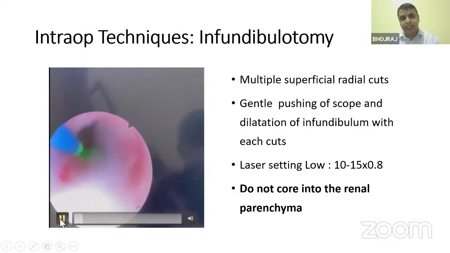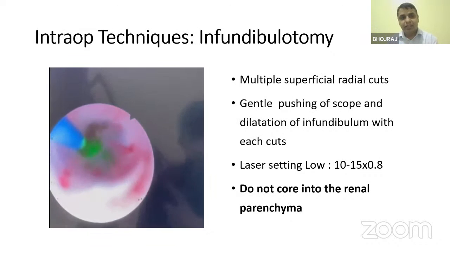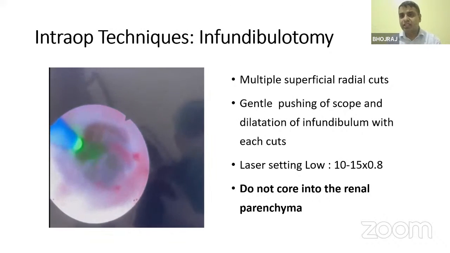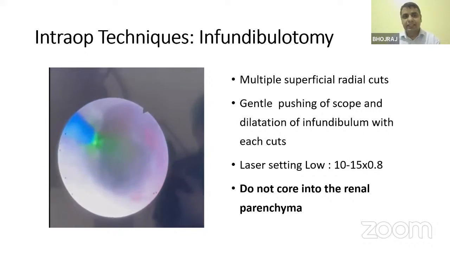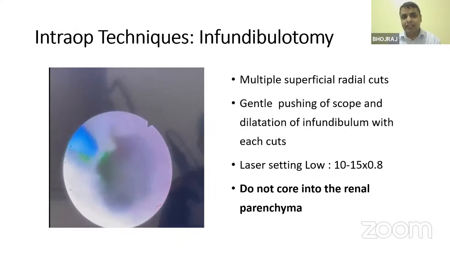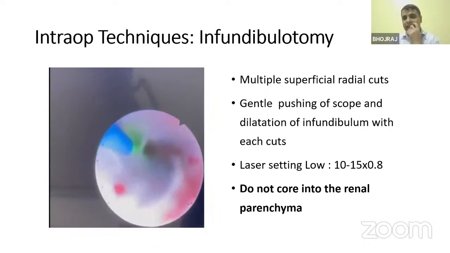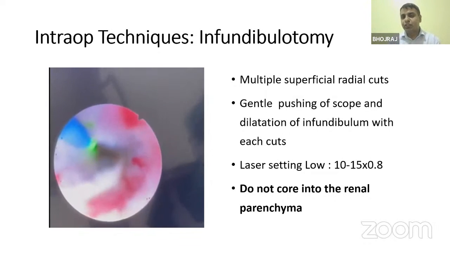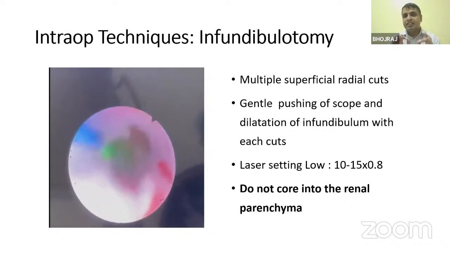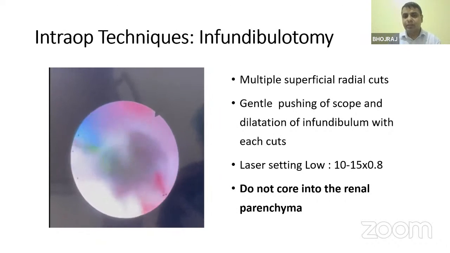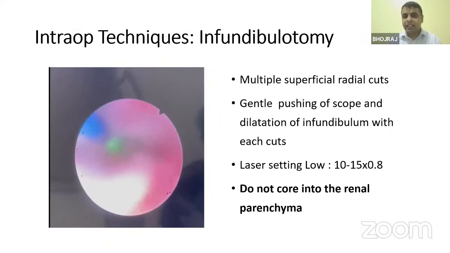The same thing I would like to show here. Small radial cuts in multiple places. Don't cut in one place and pour in, otherwise you will be losing the vision. Bleeding will happen, and you might be losing the path at times. So again, I would like to emphasize: multiple superficial radial cuts, gentle dilatation with the scope, low power laser setting, and do not pour into the renal parenchyma.